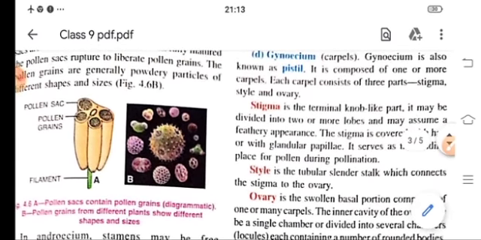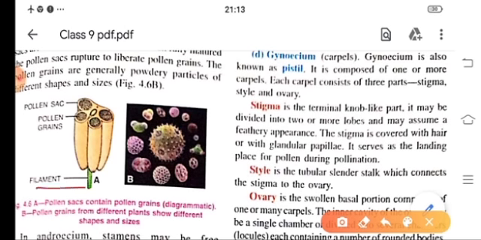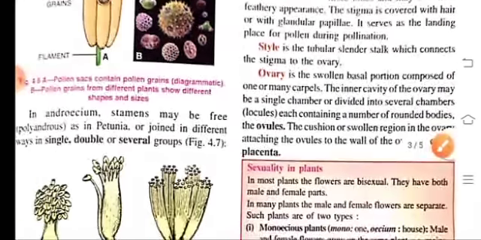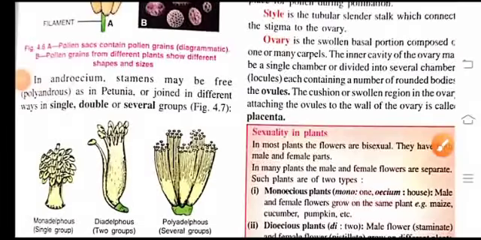So here is the structure of a stamen. Now this is a filament, and this is the anther, and inside this anther is a pollen sac in which pollen grains are present. And here there are different shapes and sizes of pollen grains. Now again in androecium also, the stamens may be free as in petunia, or they may be joined in different ways. If they are free, the condition is known as polyandry.